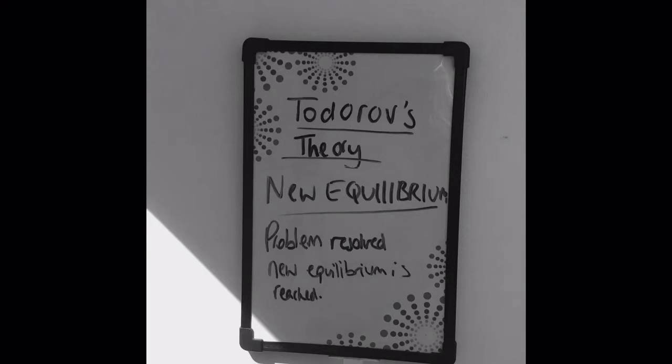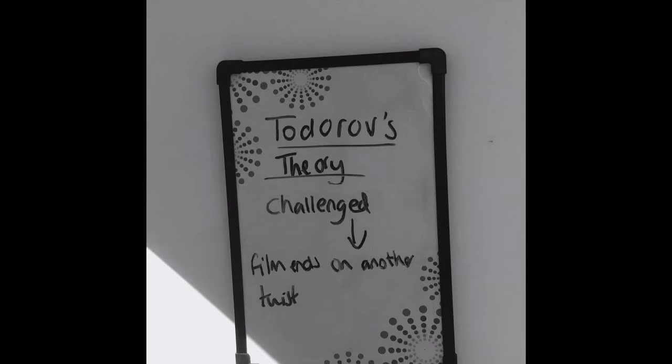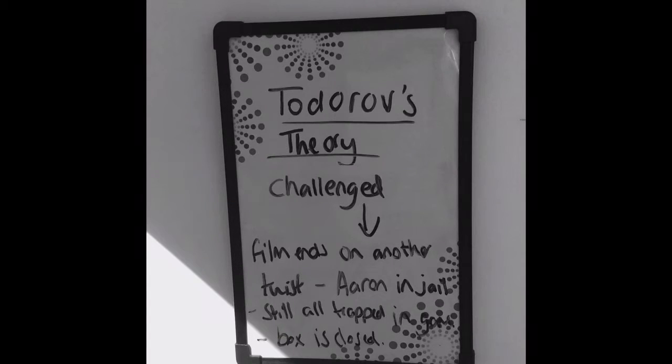There's a new equilibrium in Todorov's theory reached as the problem is resolved. However, we have actually decided to challenge this as our film ends on another twist where Aaron's in jail and it doesn't look like they're ever going to get out. That's how it ends.